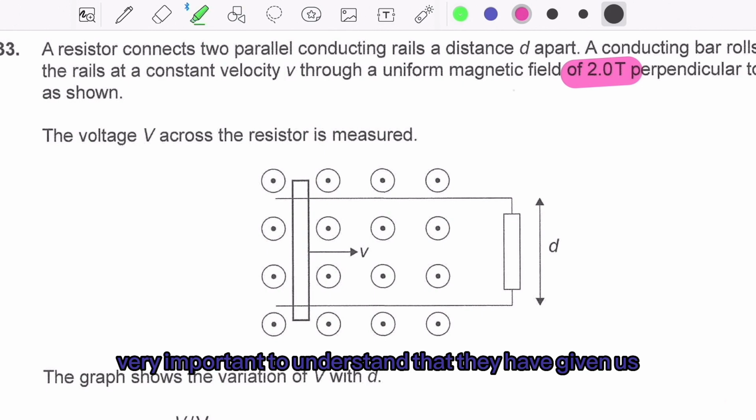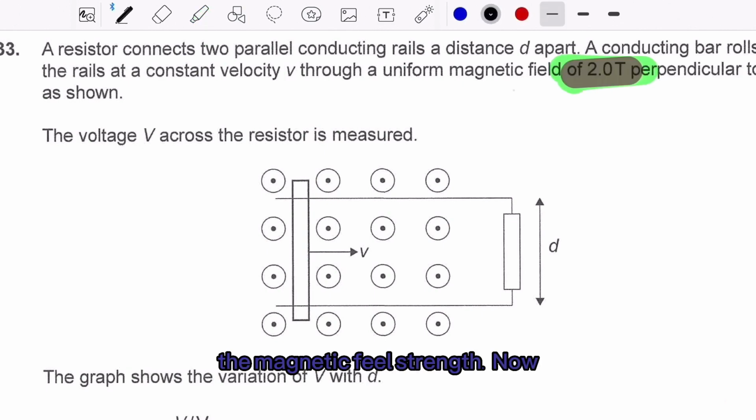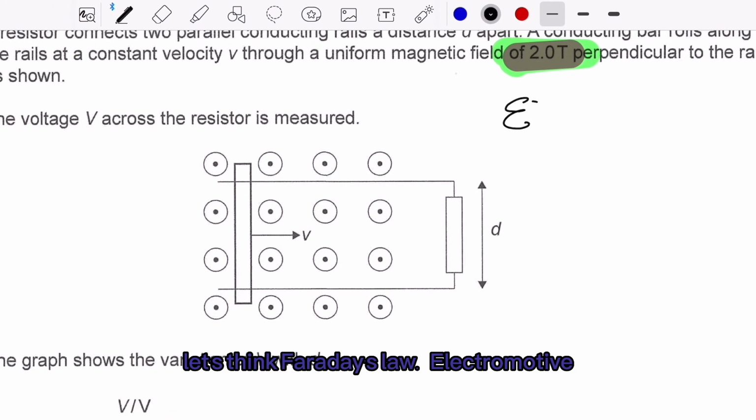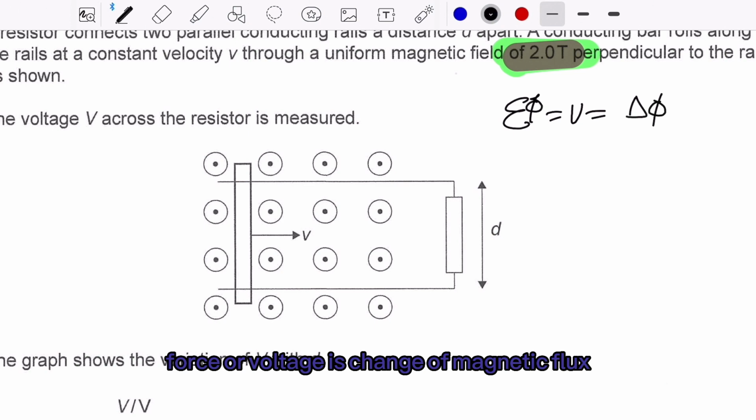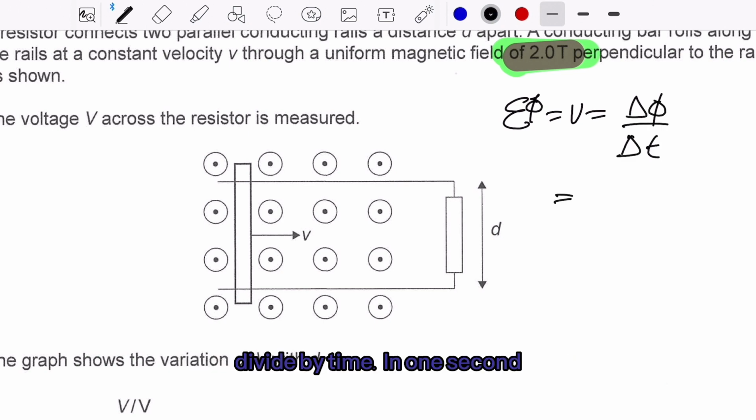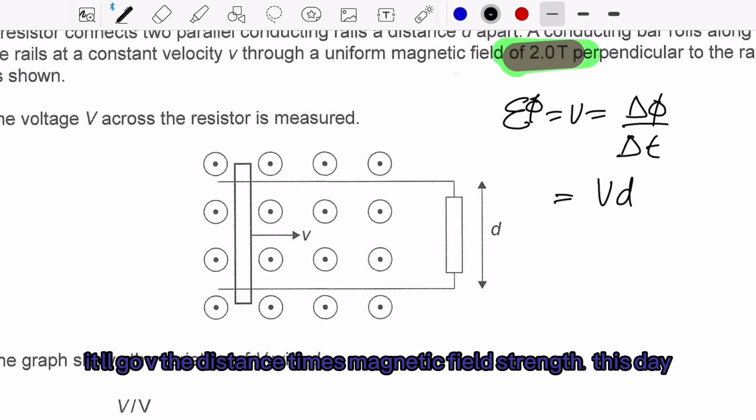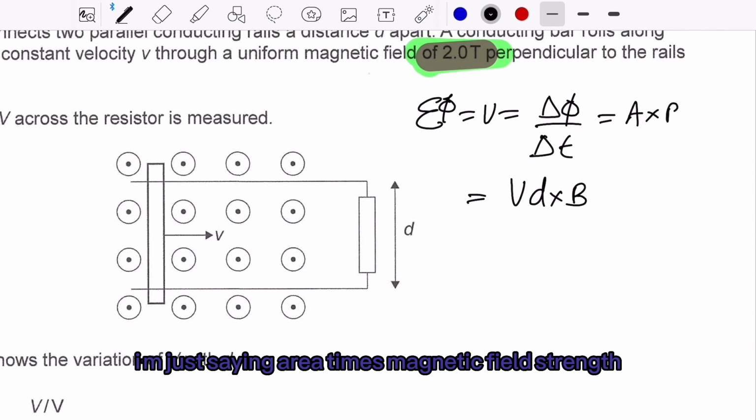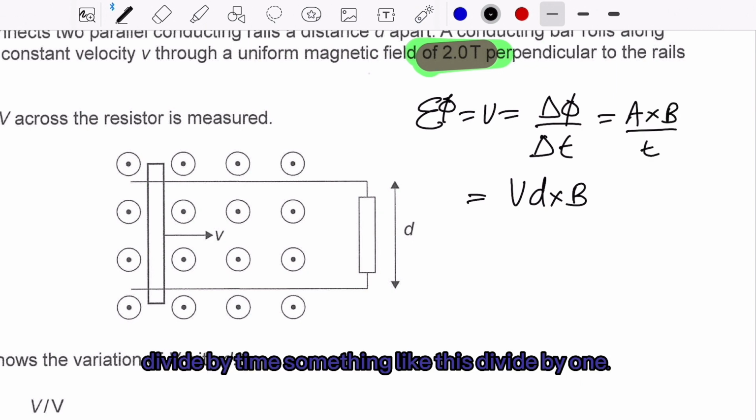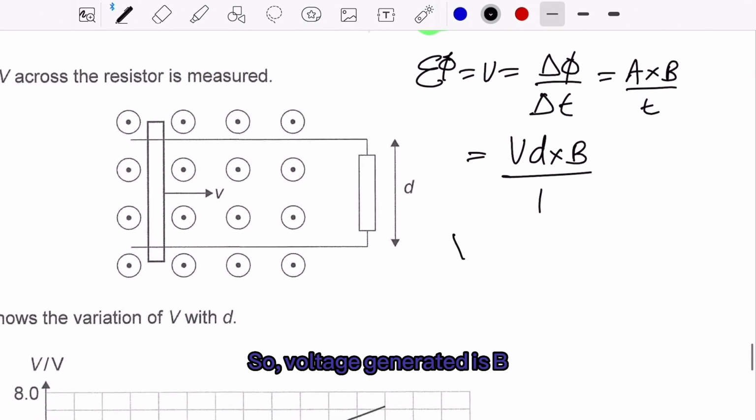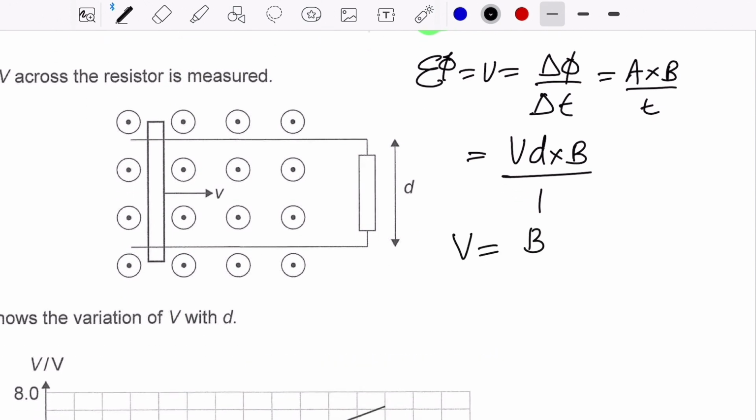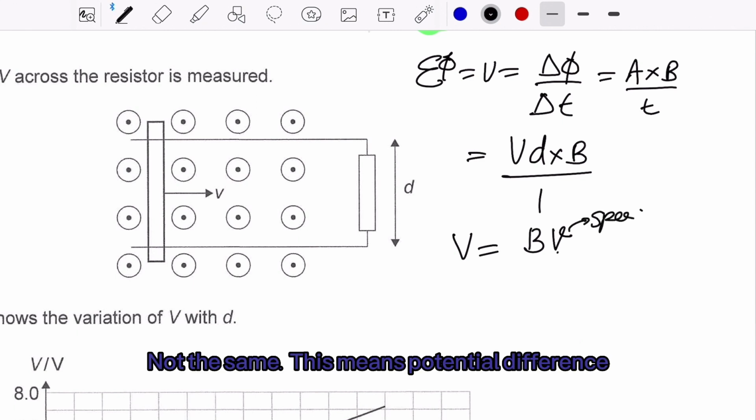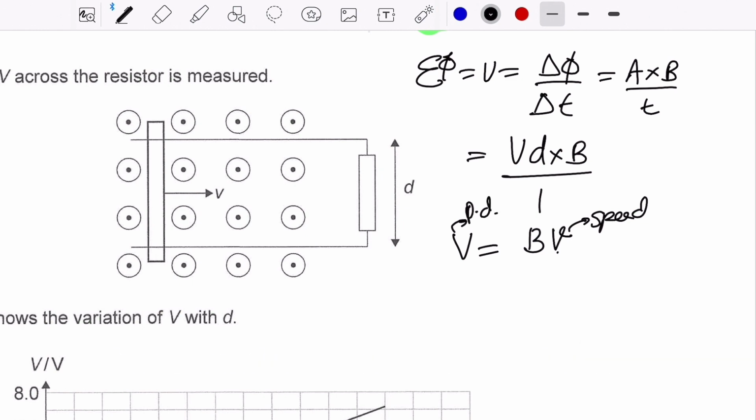Very important to understand that they have given us the magnetic field strength. Now let's think about Faraday's law. Electromotive force or voltage is change of magnetic flux divided by time. In 1 second it will go V, a distance d, times the magnetic field strength. I am just saying area times magnetic field strength divided by time, divided by 1. So voltage generated is B V d. This V is different from this one. This means speed, not the same. This means potential difference, times d.